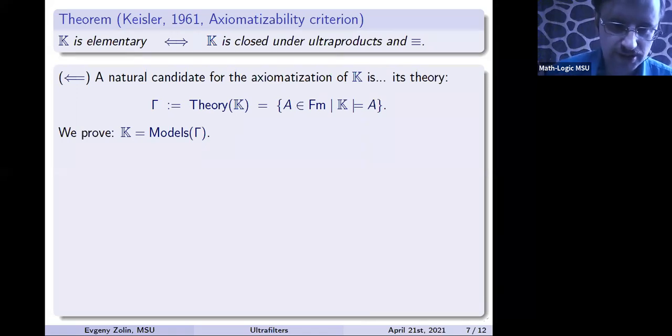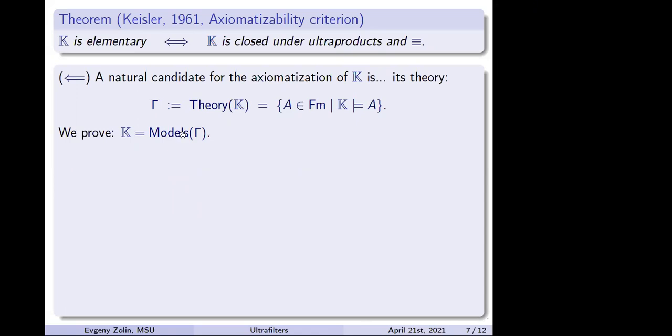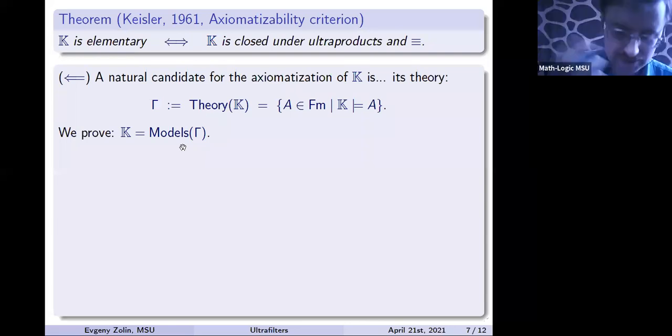One inclusion is trivial here, of course. Which one? If we have any class of models, we take all formulas that are true, so all laws of these structures, and then consider all models where these laws hold. Well, I guess that K is a subset of models of gamma is the trivial one. Yes, this is trivial, and this even holds for any class K.